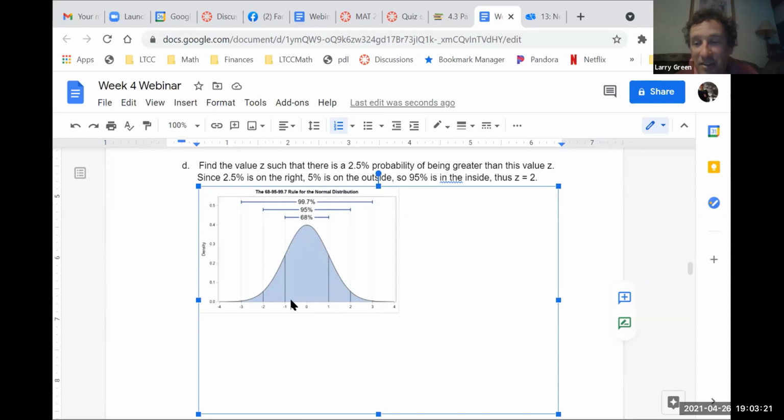So now we're going to do just like what we did before, is we're going to say, well, if 84% is between the two values, how much is to the right of the smaller value? Okay, or if 84% is between, how much is outside? Let's start there. If 84% is between the two values, how much is outside of those values?